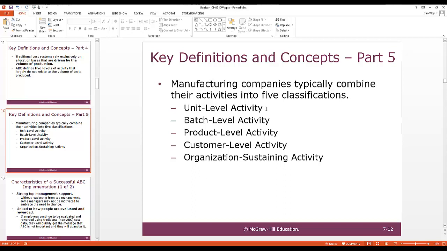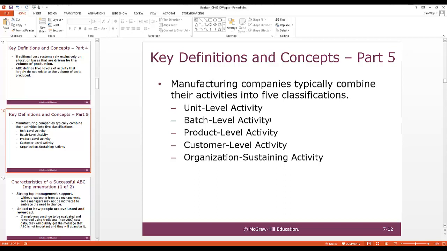So a unit level activity is an activity that is run or incurred or done for each individual unit that we produce. So if we're making furniture and we're making tables, a unit level activity would be painting. Right? We have to paint every single table. So the costs incurred to paint tables, we can trace or allocate on the basis of each individual unit that's being painted.